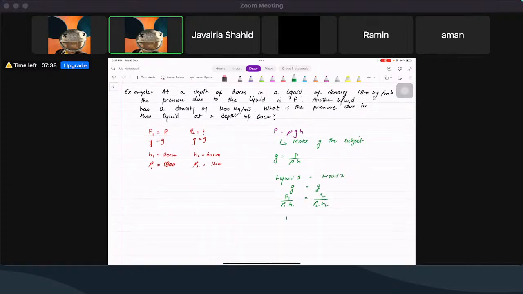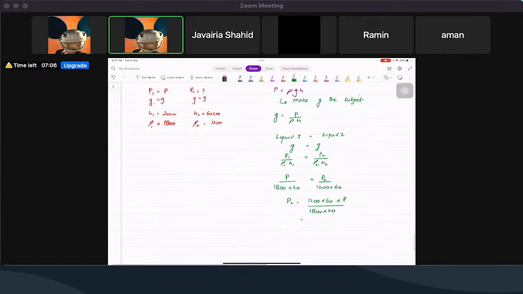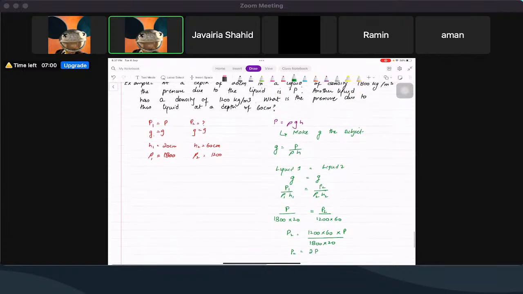Now this is P, this is 1800, this is 20. You don't even need to change the units, because in the ratio they're going to cancel out ultimately. This is pressure 2 that I want, this is 1200, and that's 60. Now to find P2, you multiply this, so it will be 1200 times 60 times P over 1800 times 20, and if you do that, you're going to end up with just 2P. So the pressure 2 will be twice as much as pressure 1. Any questions now?